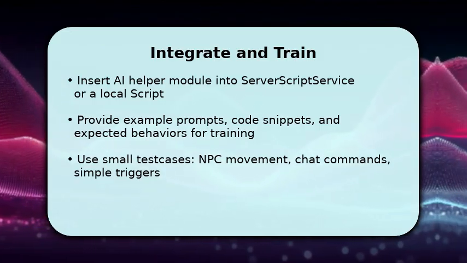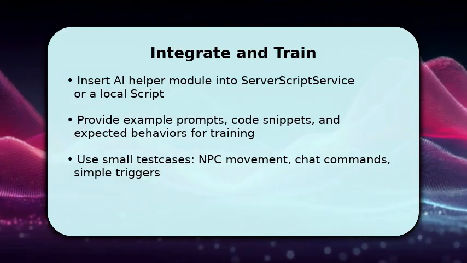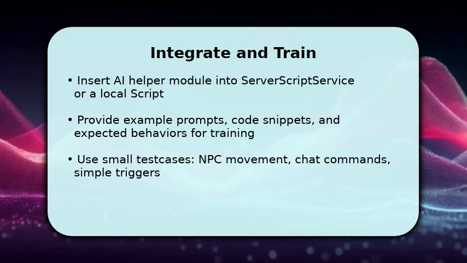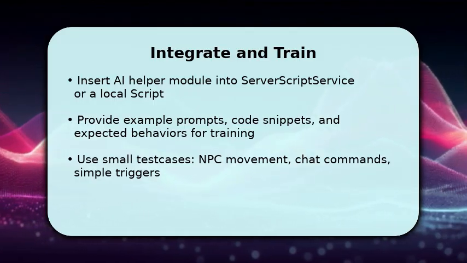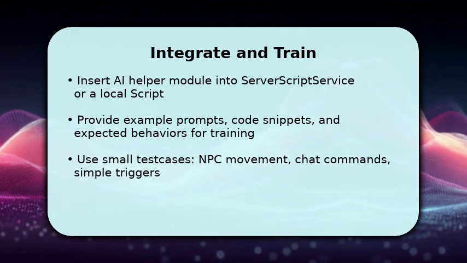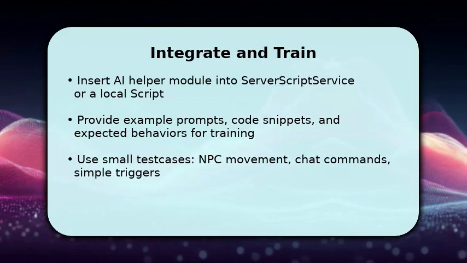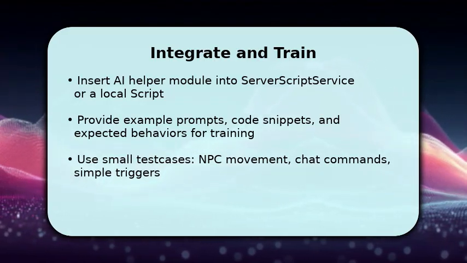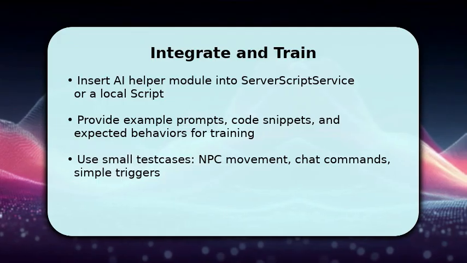Then iteratively request code for one small feature at a time, like NPC movement or a chat command, and run quick tests. Make sure to check the output for runtime errors and refine prompts to be specific. This middle phase is about feeding context, testing, and tightening responses for stable results.